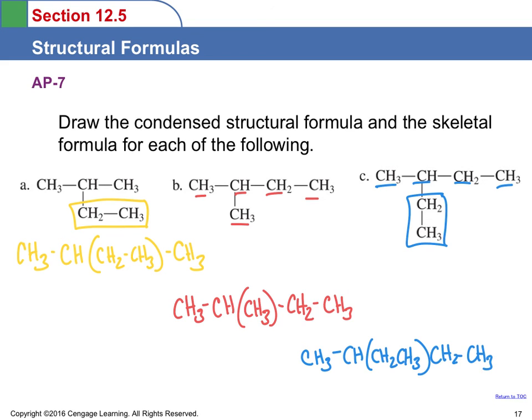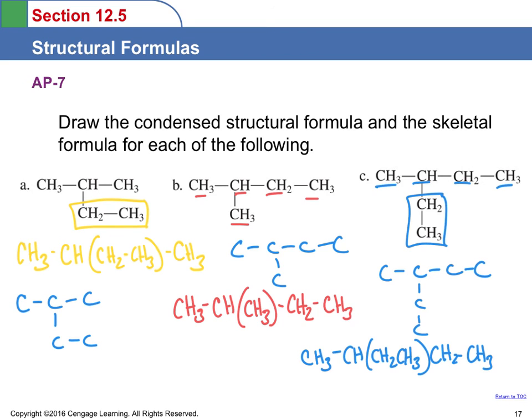If we do our skeletal, we're going to, in this first example, have 3 carbons and then 2 branched off of it. Next one, 4 carbons with 1 branching off. Next one is another 4, and this time 2 branching off. So there's your skeletal structures.